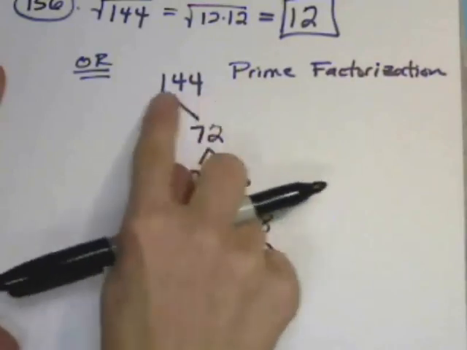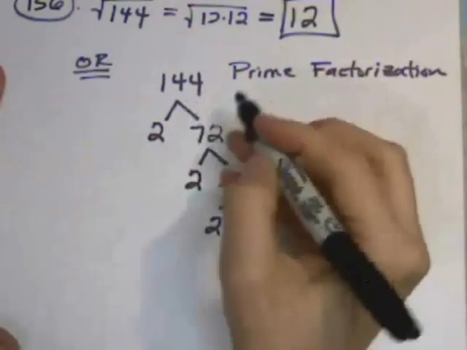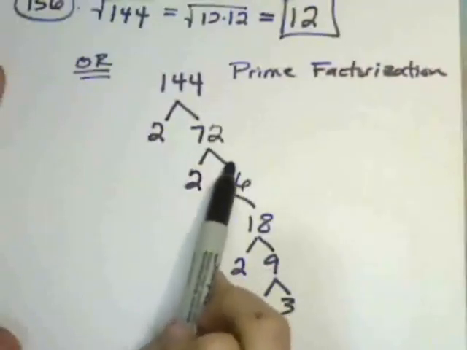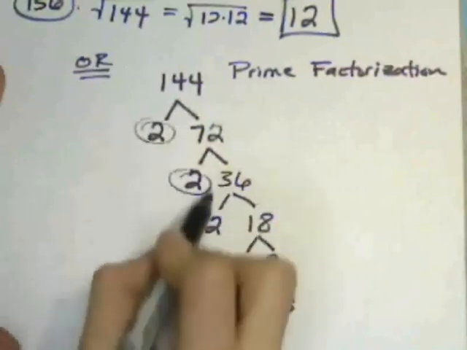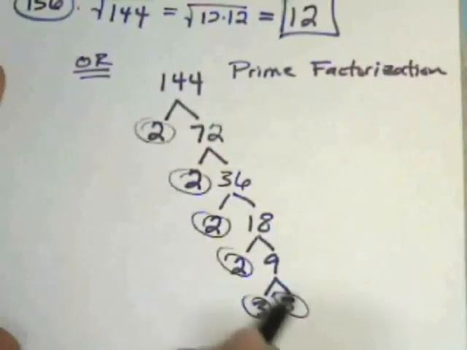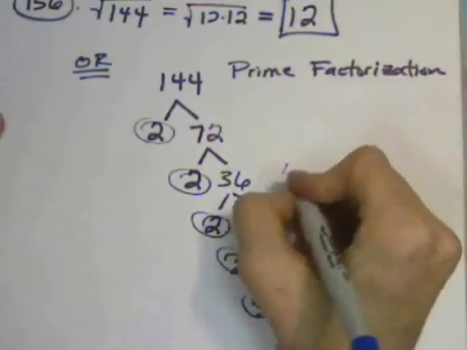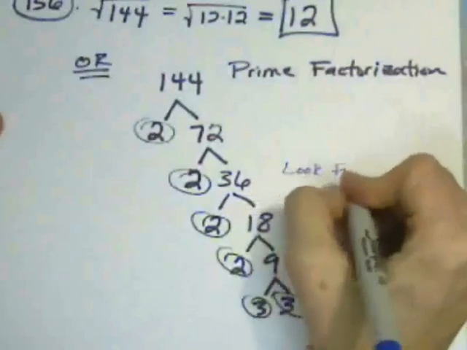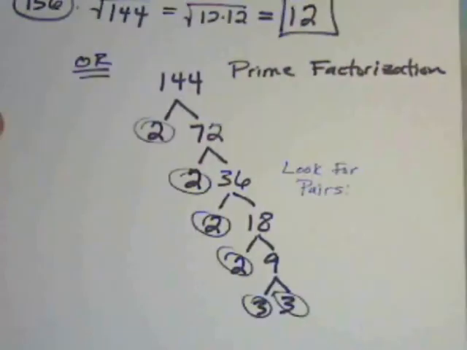But again, we've broken 144 up into its primes. Remember, the primes are the ones that are on the ends. You don't look at the 72 anymore because it was further broken. Same thing for the 36. You're only looking at these leaves here. That's what we call them. We call them the leaves of our tree. And when you're looking at them, remember, since you're looking at square root, you're going to look for pairs. Look for sets of 2.